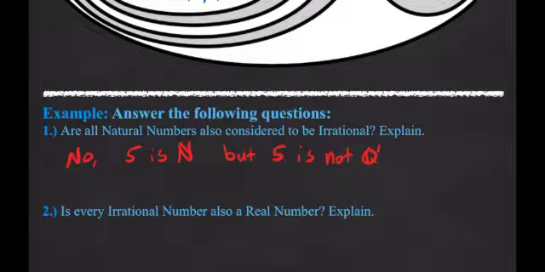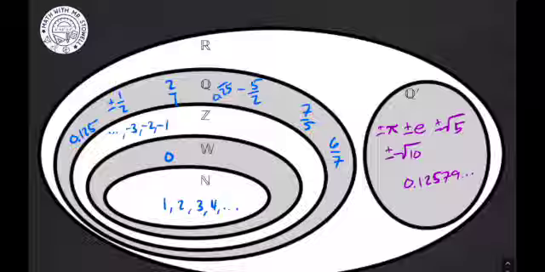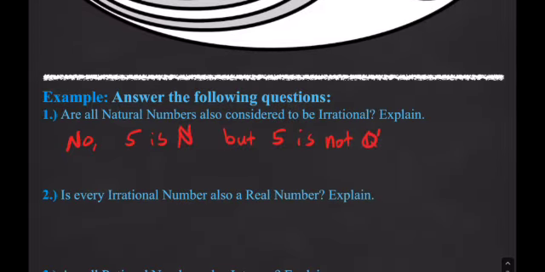Here's our second one. Is every irrational number also considered to be a real number? Well, let's go back to our picture. Is every irrational number also considered to be a real number? This is our set of irrational numbers. Let me just highlight that for us right here. This is our set of irrational numbers. Is our irrational number set inside of the real number set? Yes, it is. So we know that all irrational numbers are also considered to be real numbers. Okay? So we can say, yes.